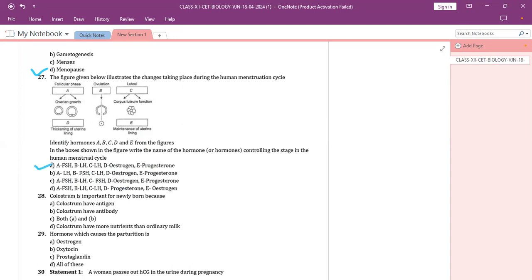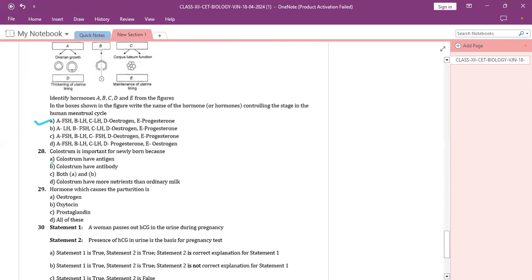A is FSH, follicle stimulating hormone. B is luteinizing hormone. C, again, the luteal phase is maintained by the corpus luteum by luteinizing hormone. D, again estrogen, and E is progesterone.